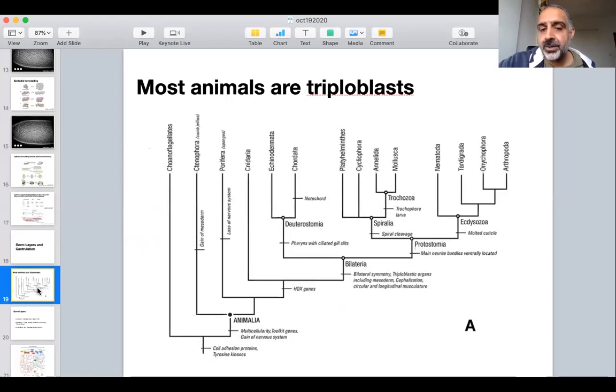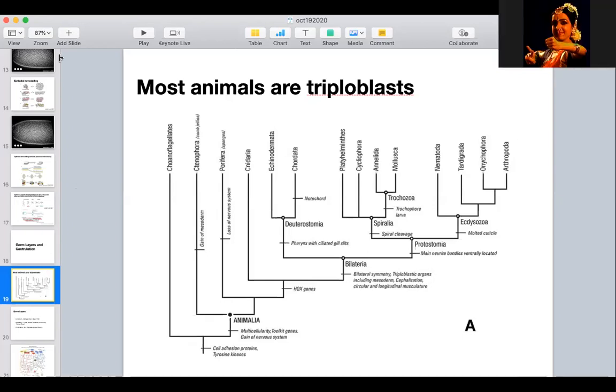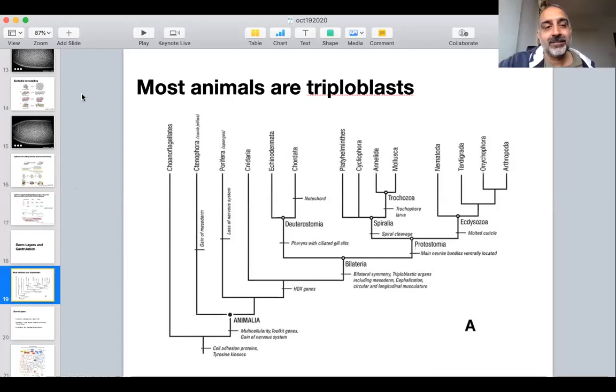So all of you know the 3 germ layers, yeah? Yes. Okay. Ectoderm, mesoderm, endoderm. Ectoderm is on the outside, mesoderm in the middle, endoderm at the bottom generally. So most animals are what we call triploblasts, which means that they have 3 germ layers.